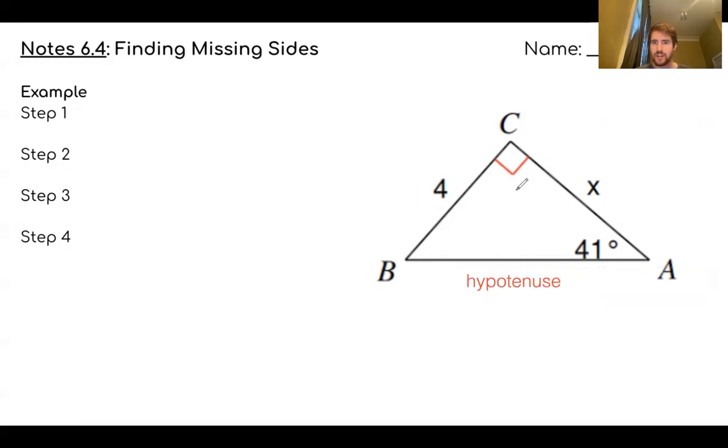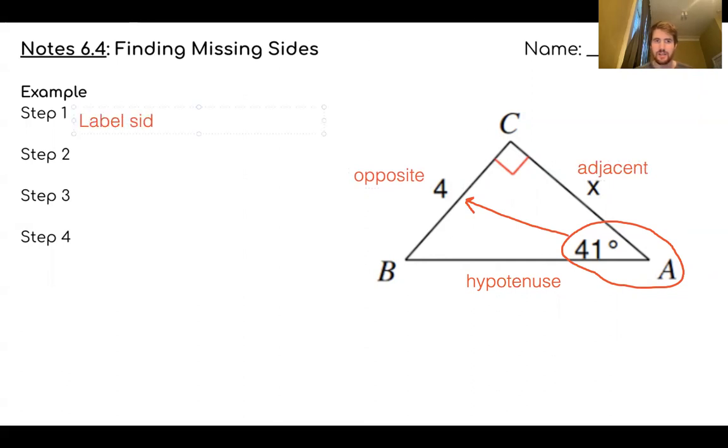Then we know we're considering this angle here. So what is opposite this angle? Well, it's this side over here. So 4 is the opposite side. And finally, the last side next to the angle that's not the hypotenuse is the adjacent side. So we have done step 1, which was label sides.